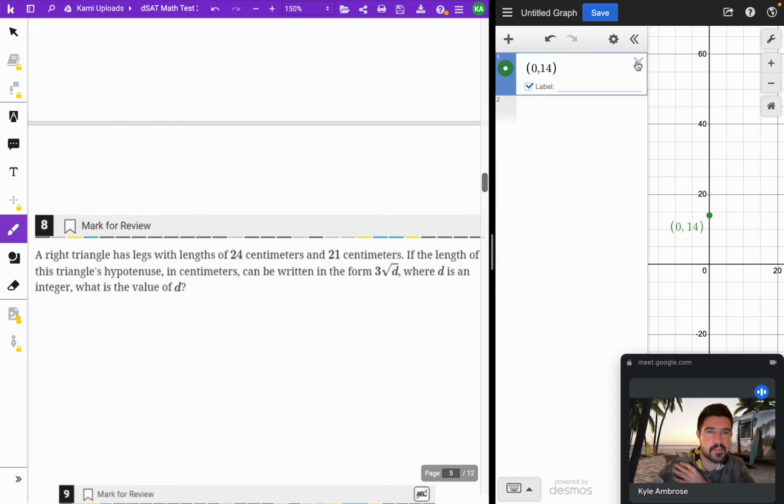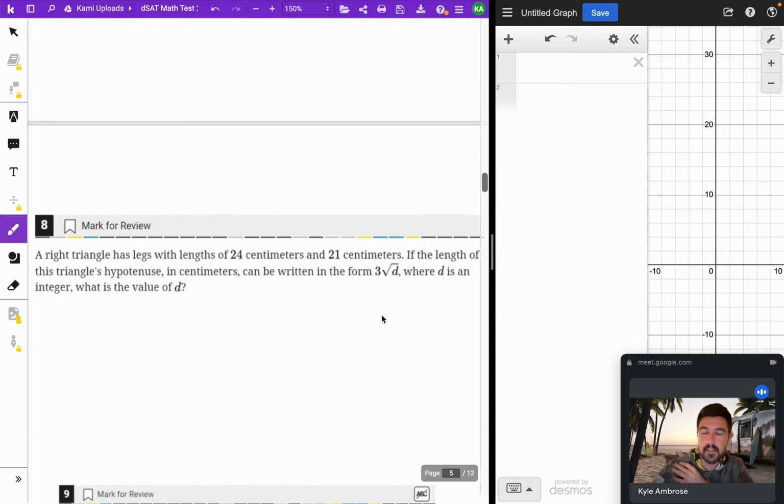Okay, let's check out this one. A right triangle has legs with lengths of 24 centimeters and 21 centimeters. The length of the hypotenuse is 3 root D. D is an integer. What's the value of D? So we can draw a right triangle. It doesn't have to be perfect. The legs are 24 and 21. Obviously, this isn't to scale. It doesn't need to be. The hypotenuse, they say, is 3 root D.